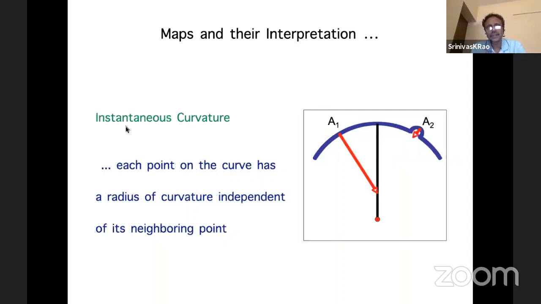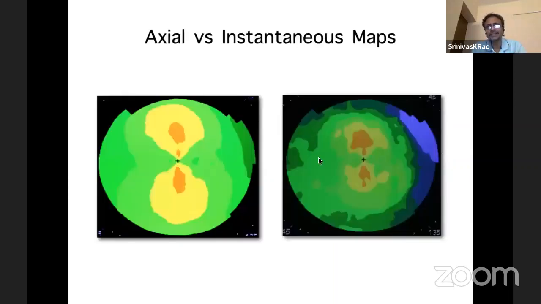As opposed to this, you can have what is called the tangential or instantaneous curvature, where each point is treated individually, and therefore that particular point is not necessarily dragged back to the central ray, and therefore that steep area, the bulge on the cornea, will be depicted as it is. What is the relevance in terms of practical significance? This is how it looks.